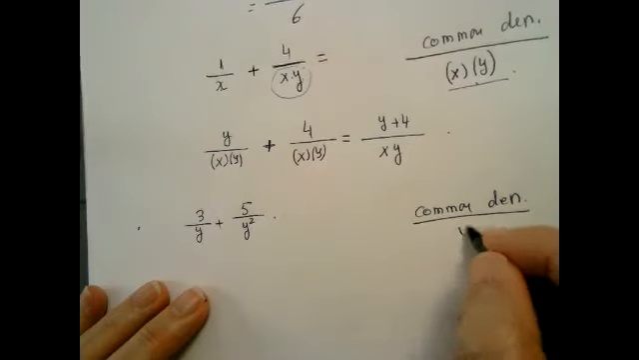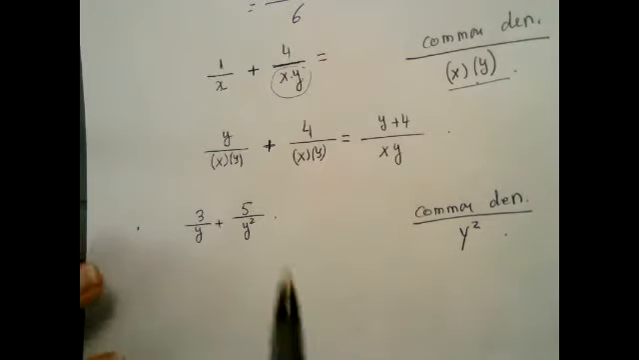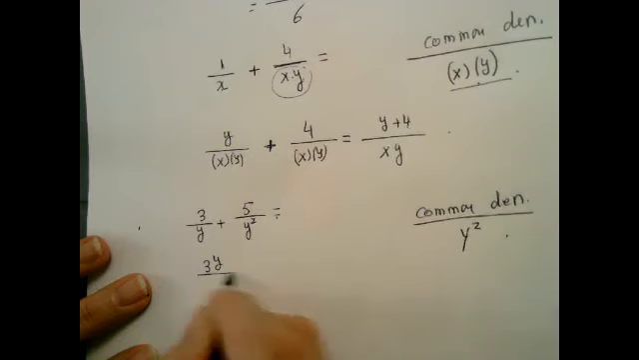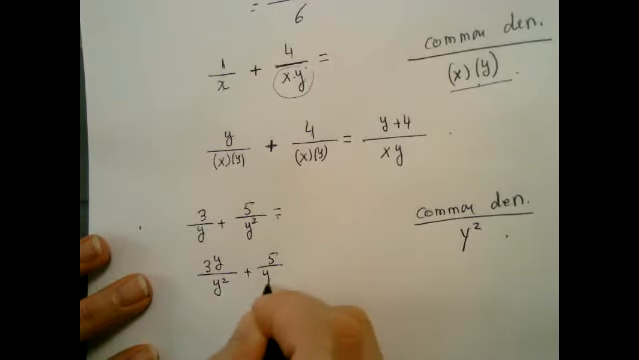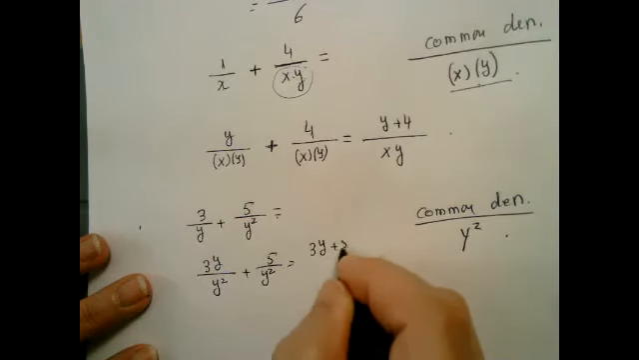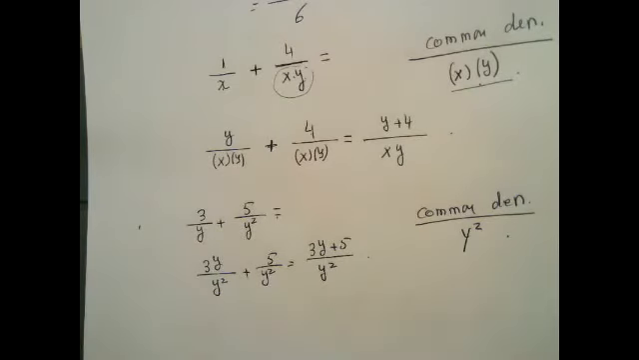Absolutely, y squared. Y squared will be my common denominator. And then what this would be giving me: this will become 3y/y squared plus 5/y squared, which will give me (3y plus 5)/y squared. All right, so that's a very quick review for adding fractions.